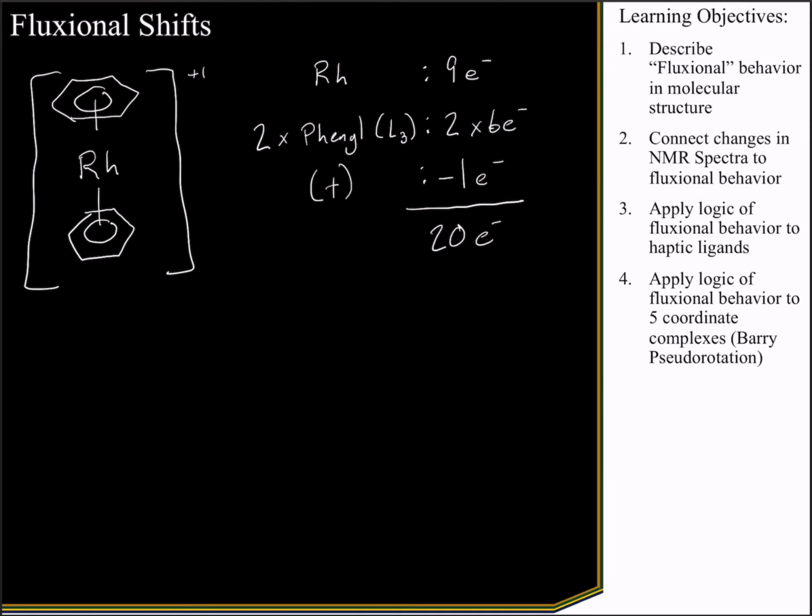So using this idea of hapticity and the idea of our different bonding modes of benzene, how might we get down to 18 electrons? Well, one way to do that is actually to change the hapticity of our ligands, right?